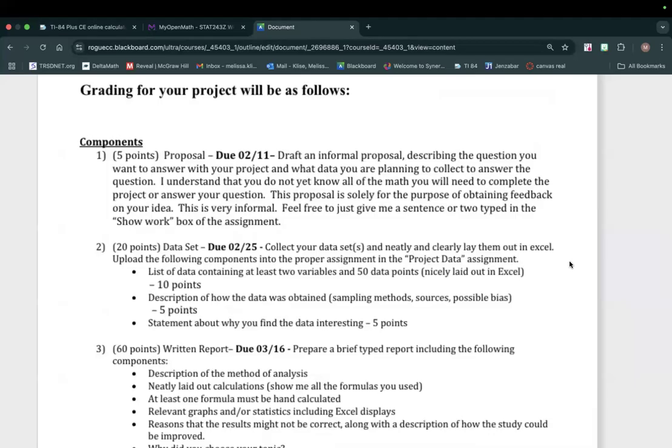Like I was standing outside the ice cream shop when I was polling people, so they probably do prefer this ice cream shop, weird things like that. And I do want the statement about why the data is interesting.